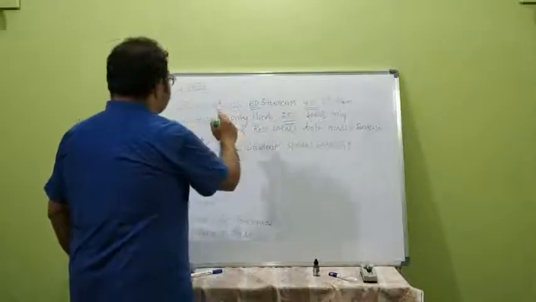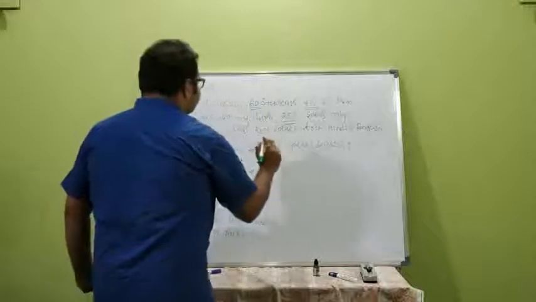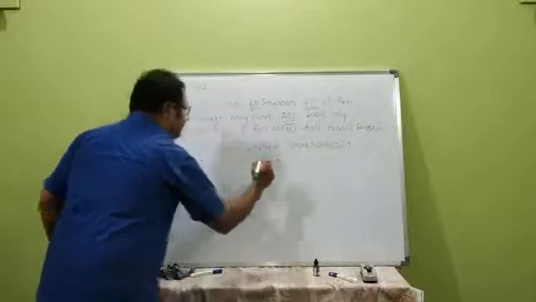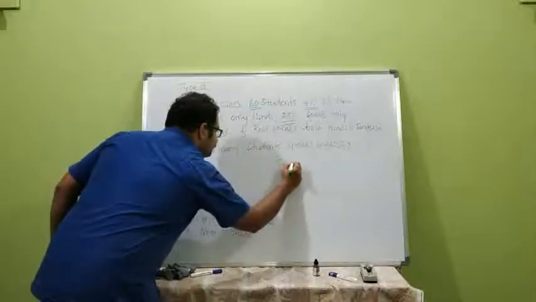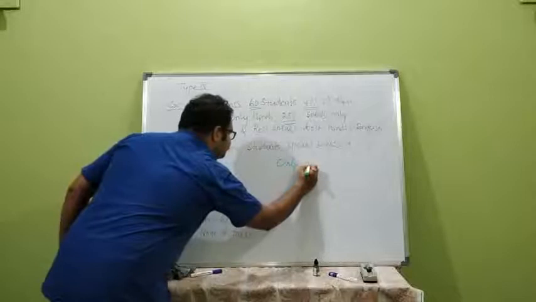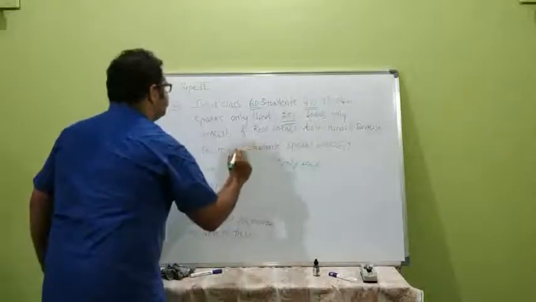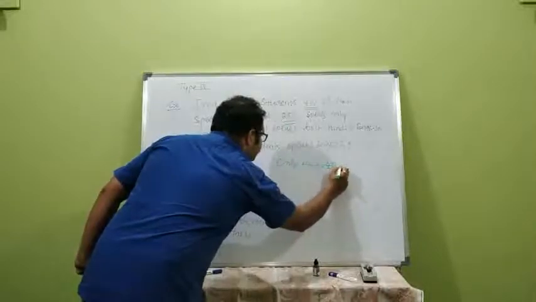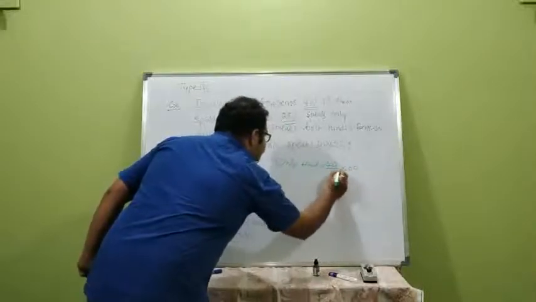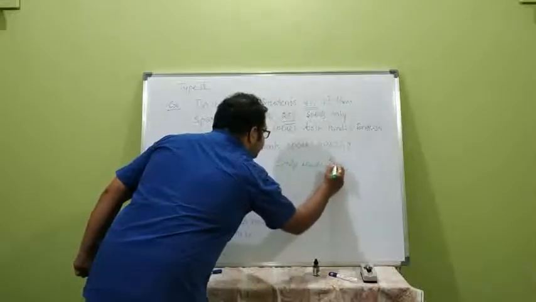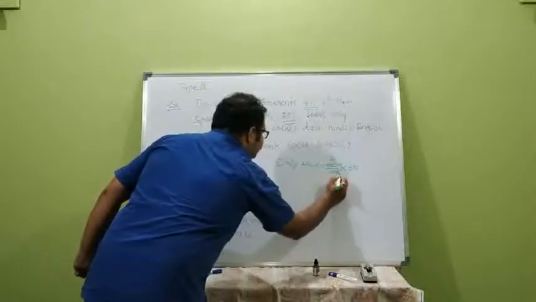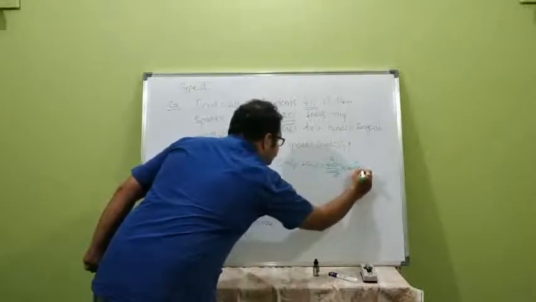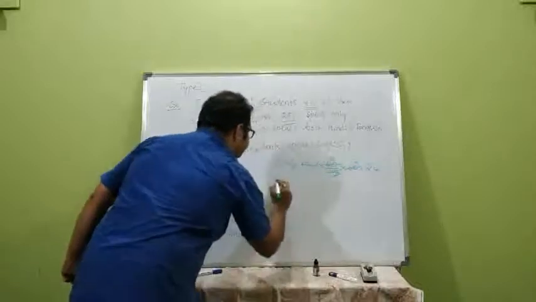So read the problem carefully. The total number of students is 60. 40% of them speak only Hindi. So only Hindi is 40% of the total number, 60. 5 2s are 10, 5 twos are 12 twos are 24.